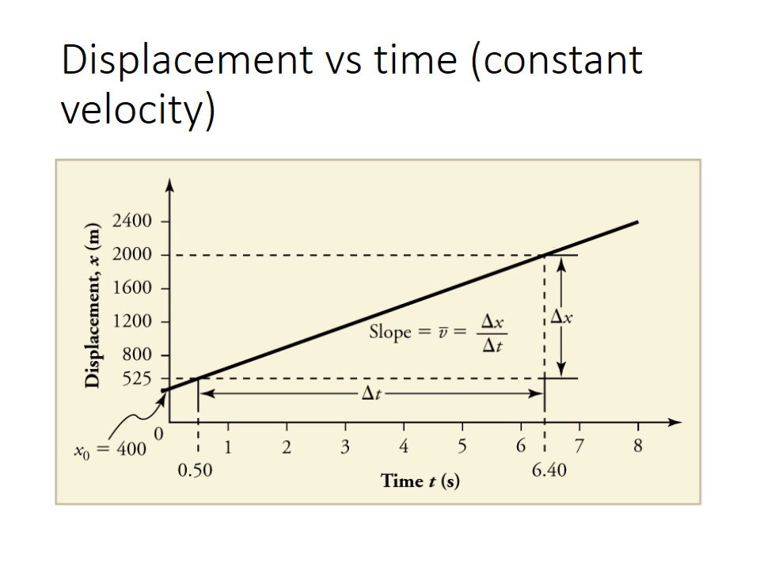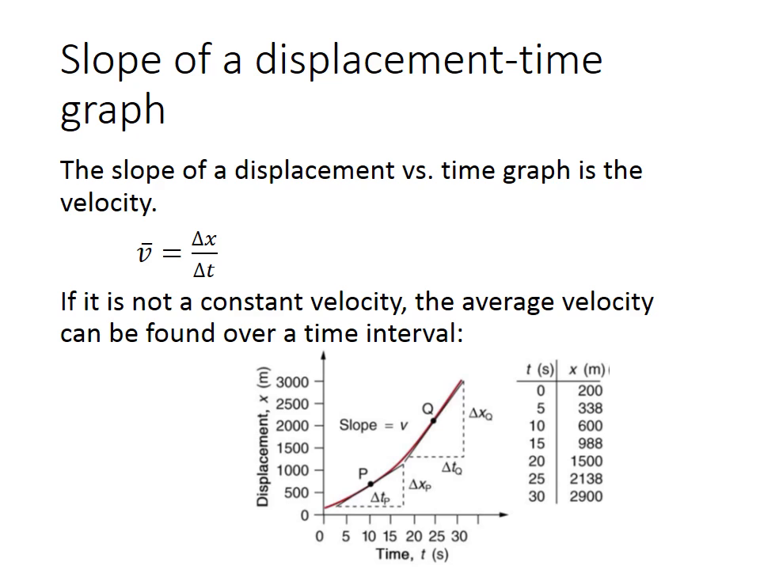Here's a displacement versus time graph for something moving with constant velocity. You'll notice here that the slope is delta x over delta t, which, if you'll remember, is the definition of our average velocity over a time interval. So here you can see that the slope is equal to the average velocity, and the y-intercept is equal to your initial displacement at time 0. So the slope of a displacement-time graph gives us the velocity. And here's that equation again, rise over run.